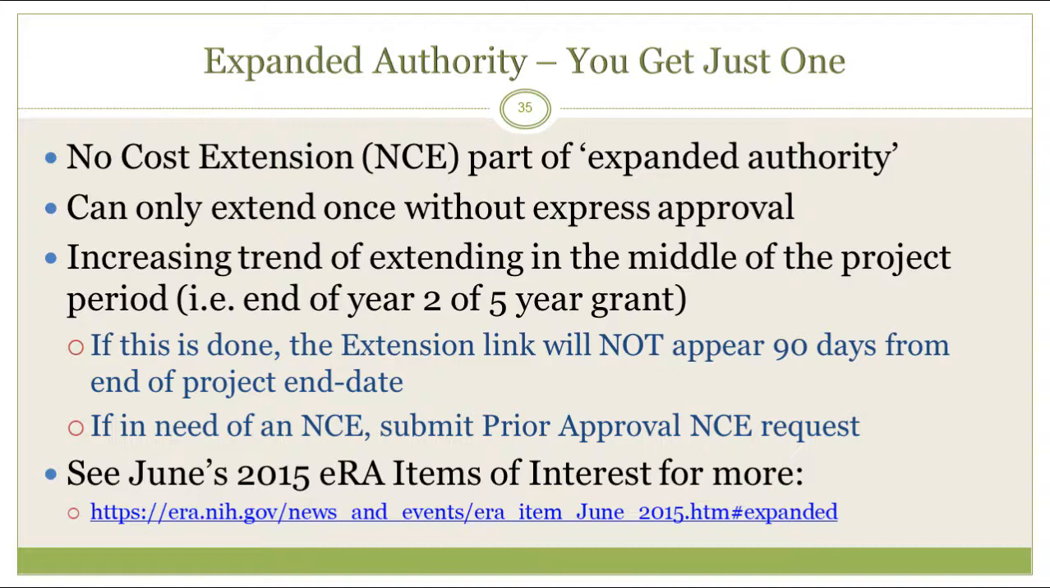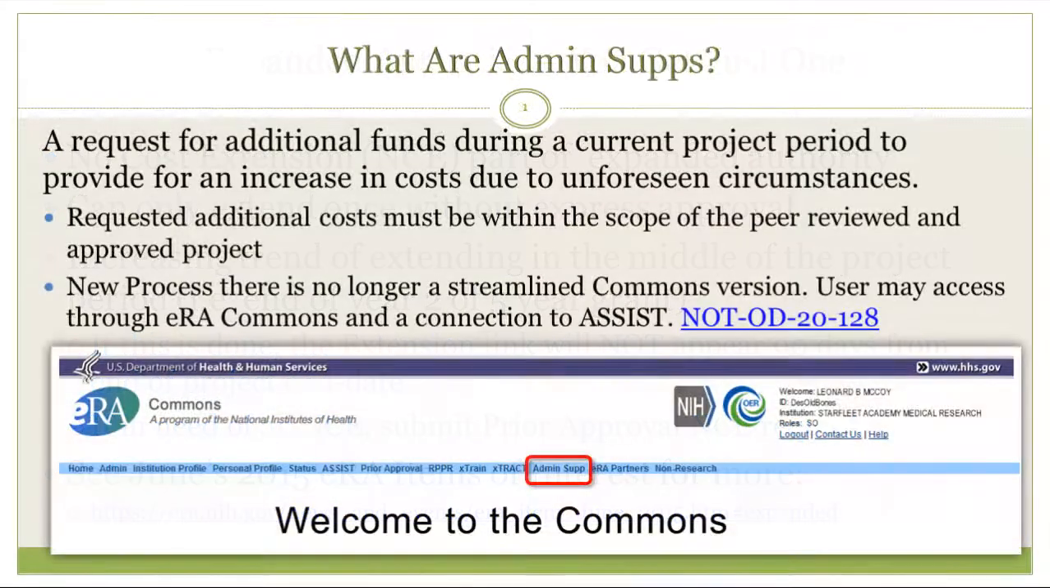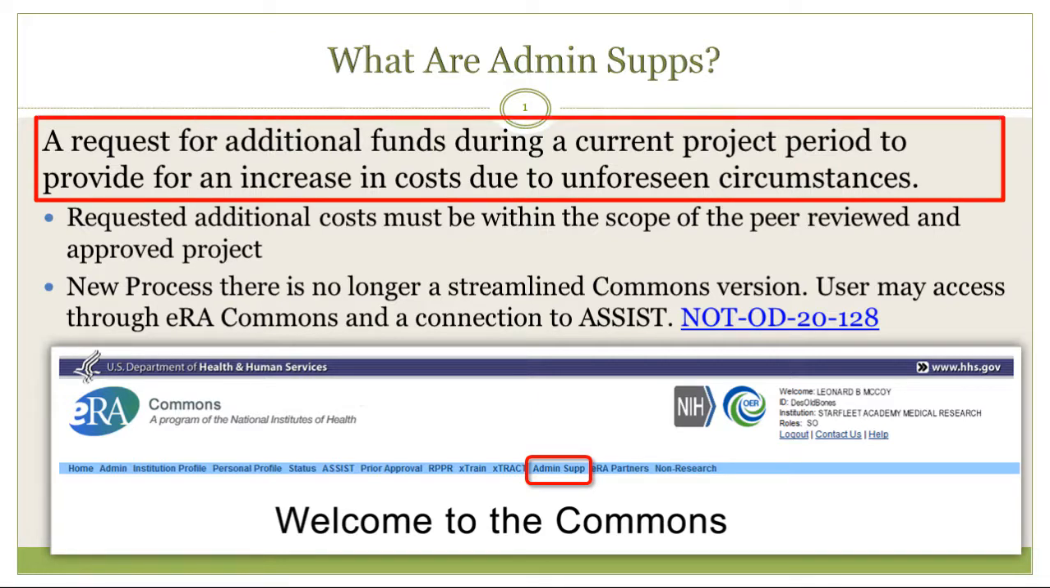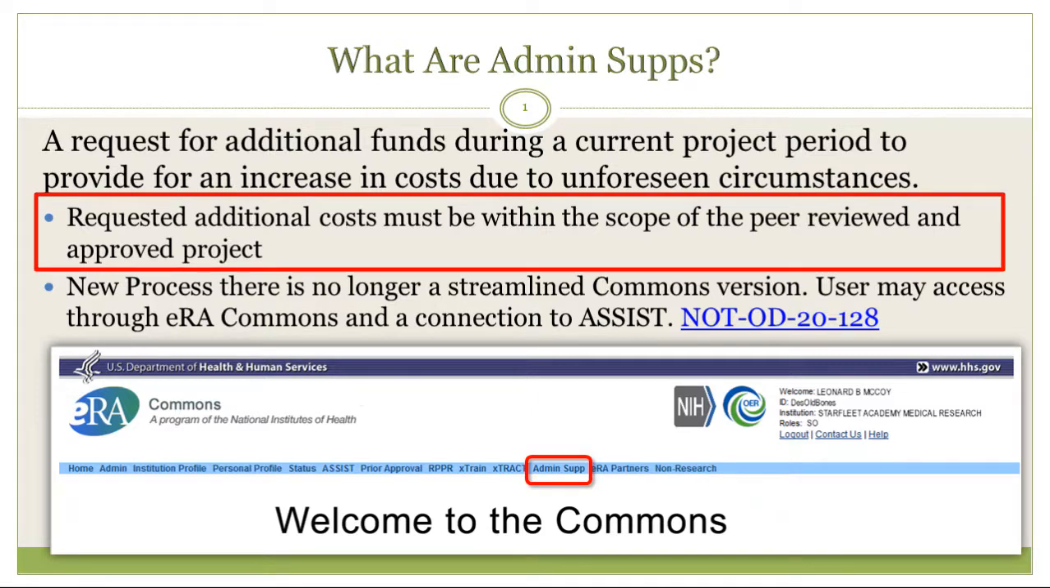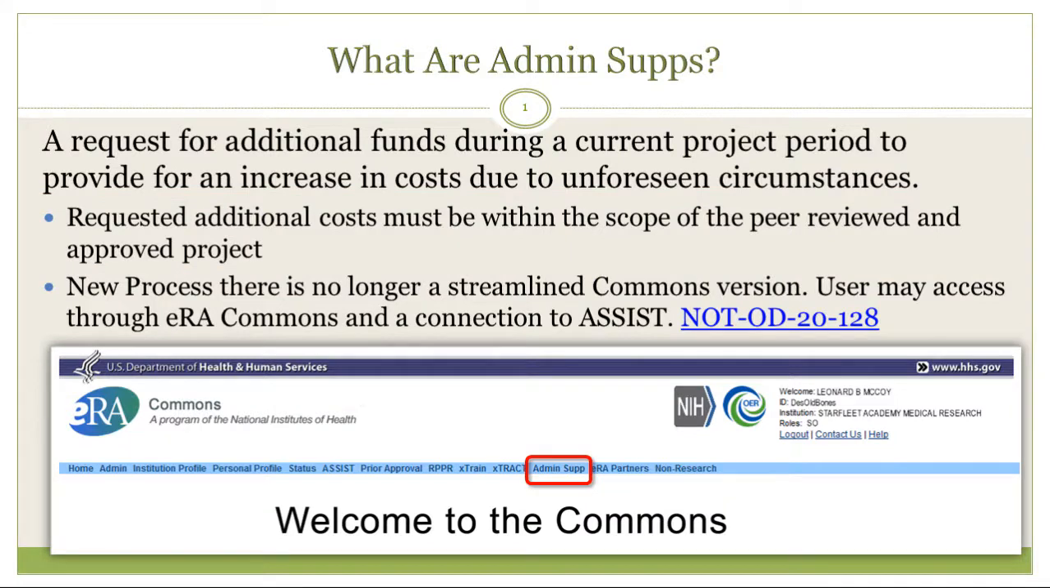Now we'll go back to Scarlett for a little bit on administrative supplements. So, what is an administrative supplement? Well, basically, you're asking for additional funds, but you're not going through the whole application review process. So because of that, you're going to be limited to, it must be within the scope of the peer-reviewed approved project, and there is no increase in scope. So you're looking for increased costs, but no increase in scope.